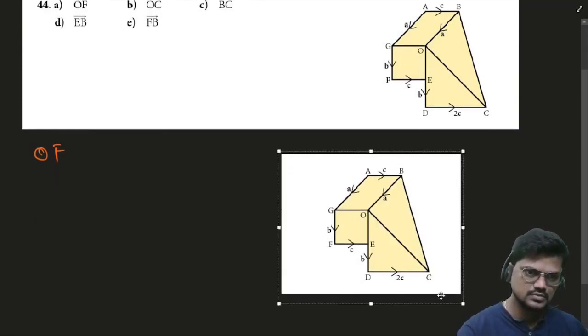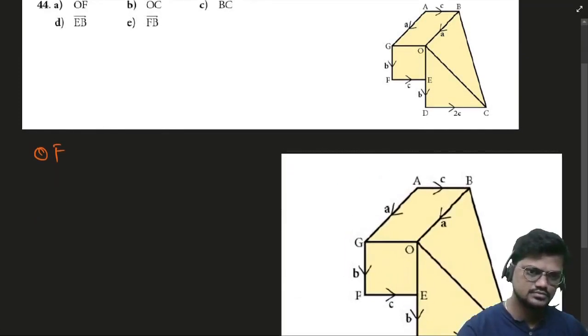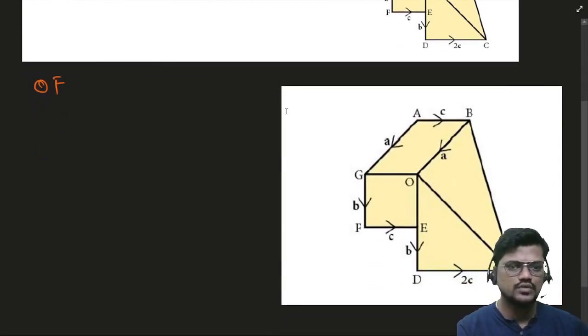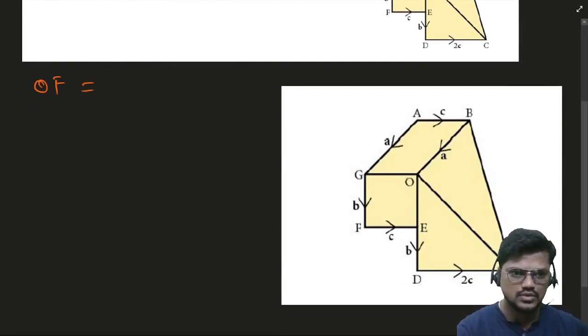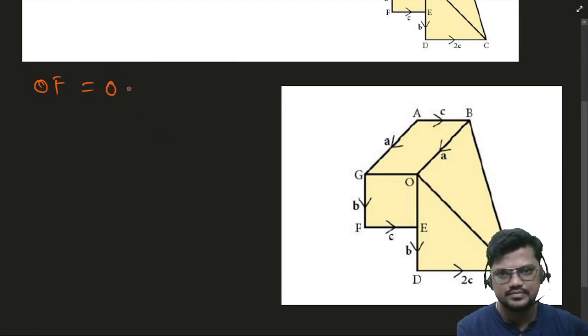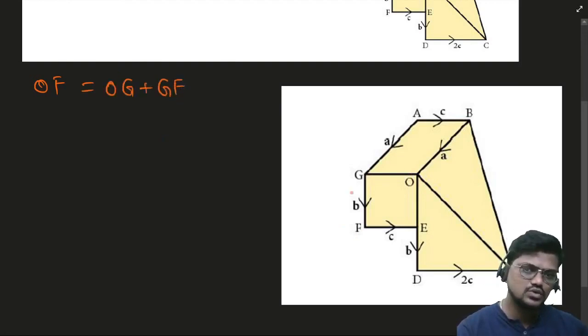OG plus GF. So your vector OF will be equal to OG plus GF. But what is vector OG?